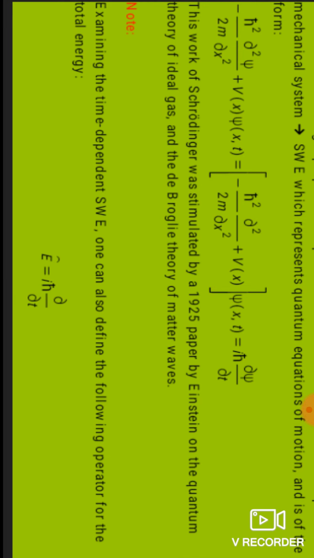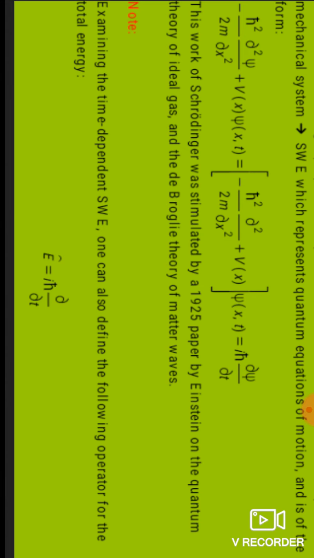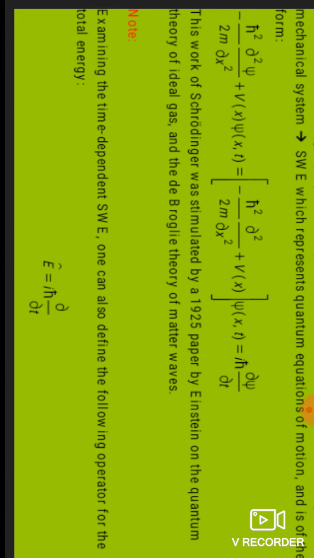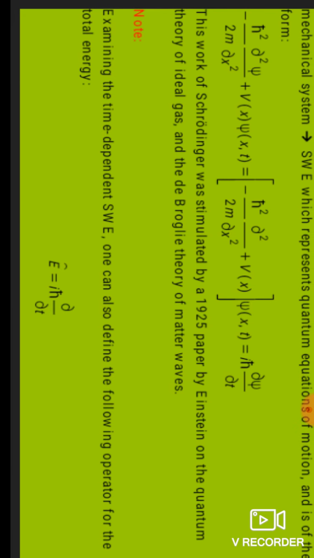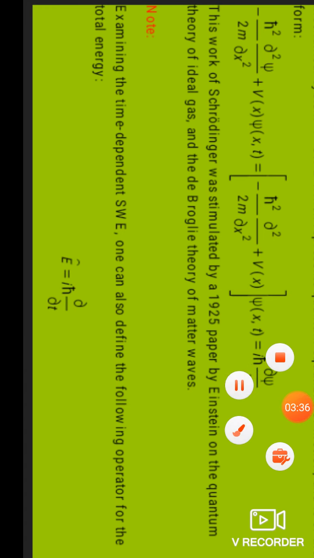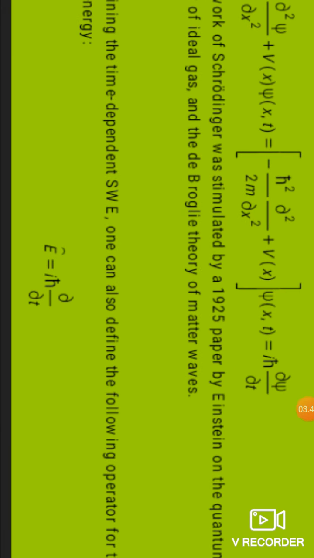So here an operator is defined in terms of psi. We can say it is the energy operator. In classical mechanics, we know only a wave function or equation which gives the energy. In quantum mechanics, it gives energy by an operator, and that is the energy operator.